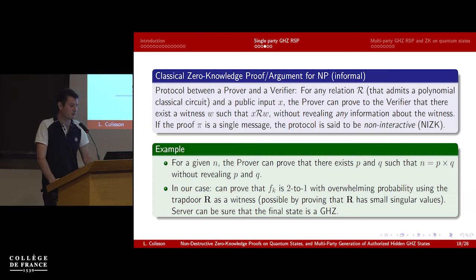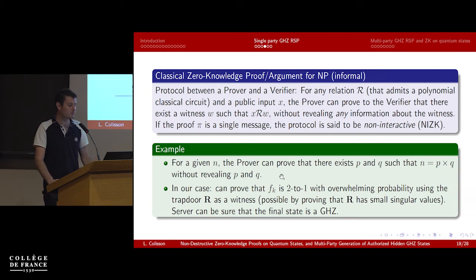So, for instance, we can prove that there exist some integers p and q such that, given n, n is equal to p times q. So it could be useful, for example, to prove that we know the secret of an RSA public key, for instance. And we can make sure that we never reveal either p or q.